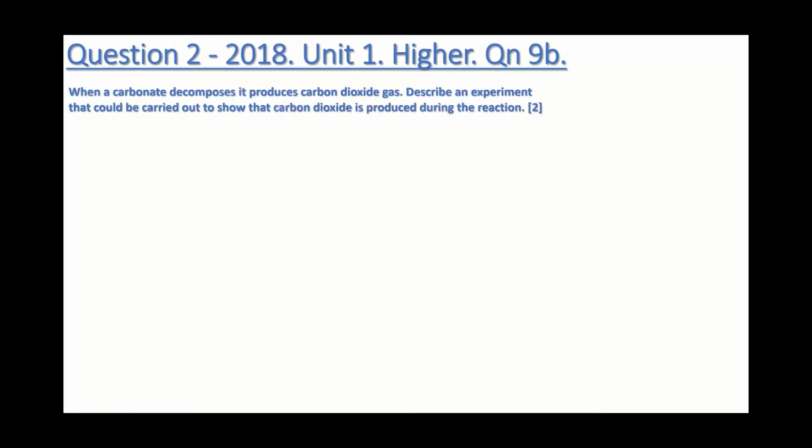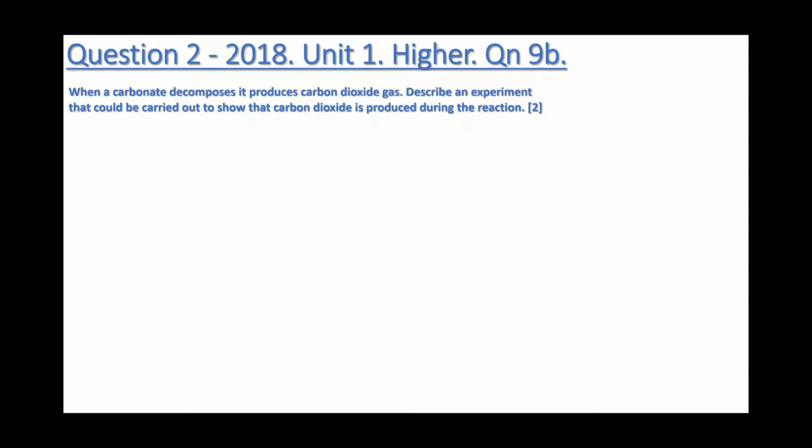Moving on to question 2 then, it asks you to describe an experiment that you could carry out to show that carbon dioxide gets produced during a carbonate decomposition reaction. So, the test for carbon dioxide gas is generally the use of lime water, which will turn milky upon having carbon dioxide bubbled into it.